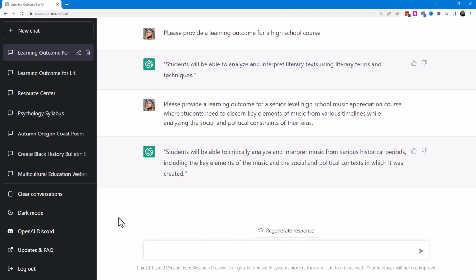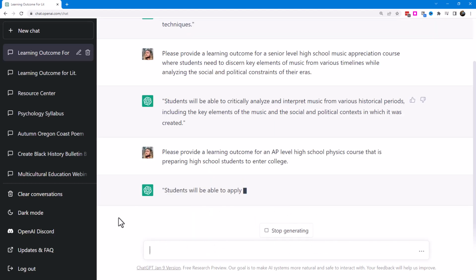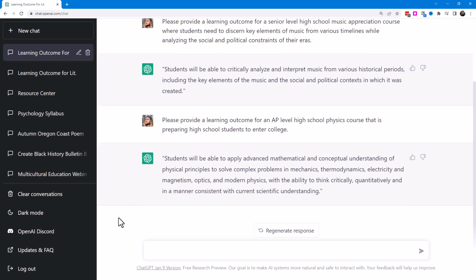And basically that was a restructure of my prompt, because that was basically a decent learning outcome as it was. So let's try one more. Please provide a learning outcome for an AP level high school physics course that is preparing high school students to enter college. And here we have, I think, a better learning outcome.